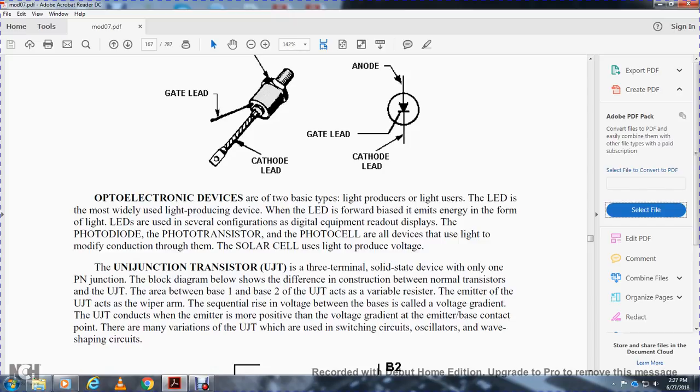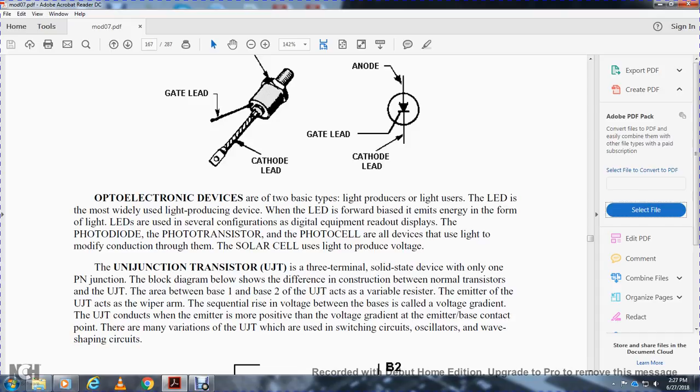Optoelectronic devices. The two basic types are light producers and light sensors. The LED is the most widely used light producing device. The LED is forward biased and emits energy in the form of light. The LED is used in several configurations, such as digital equipment reading displays. Light sensing devices include the photodiode, the phototransistor, and the photocell. All of these devices are light sensitive. The solar cell is used to produce voltage.